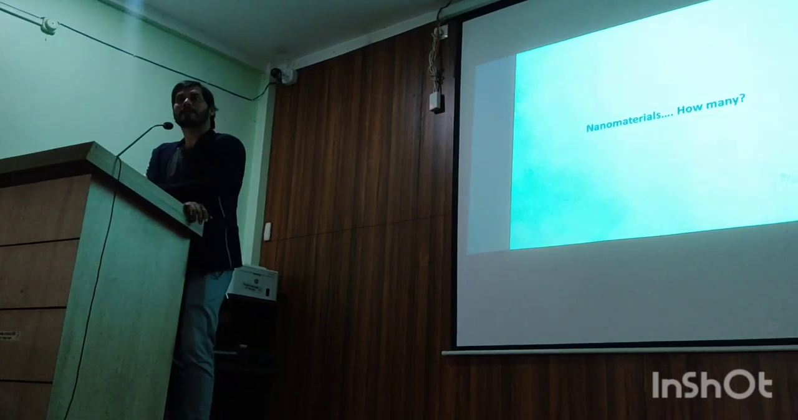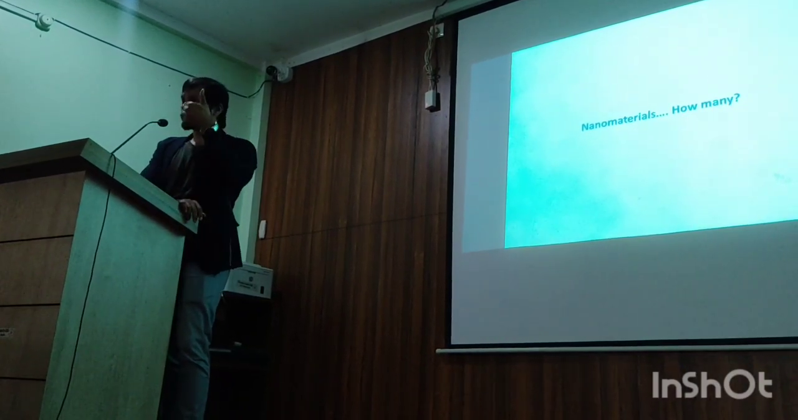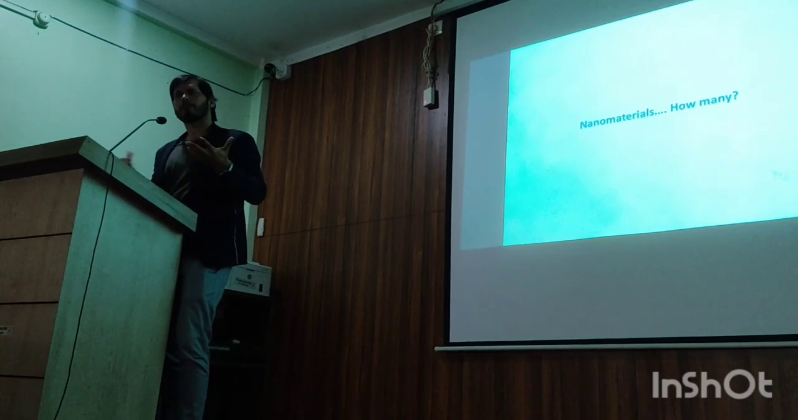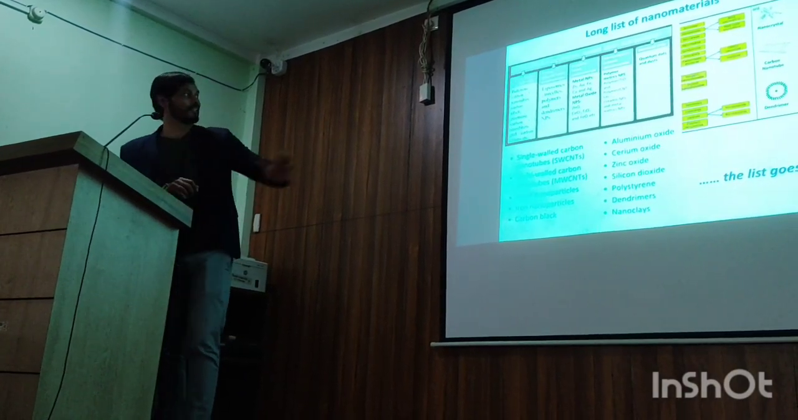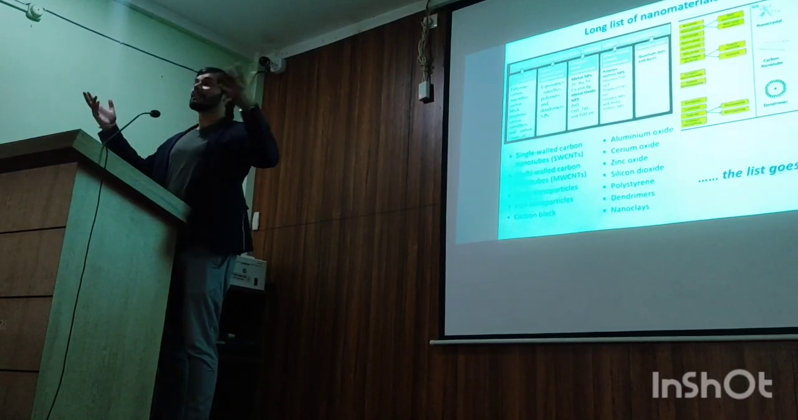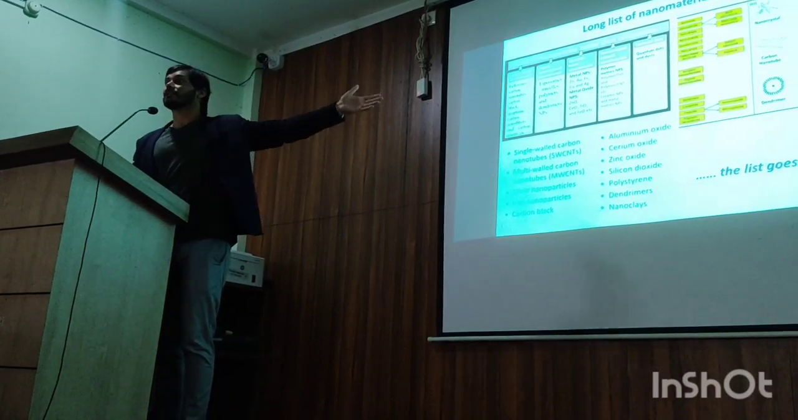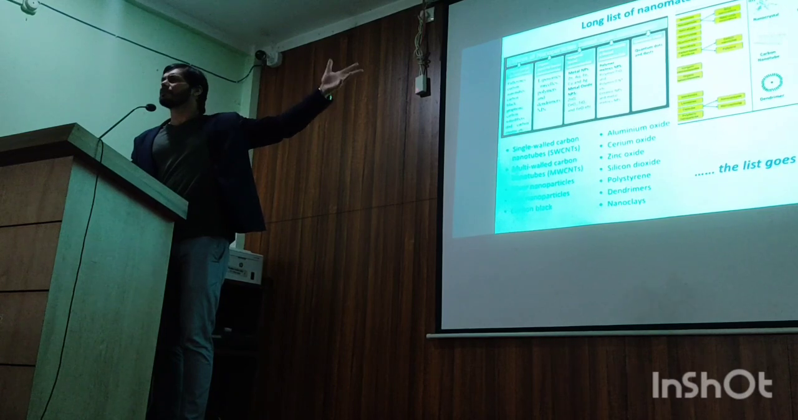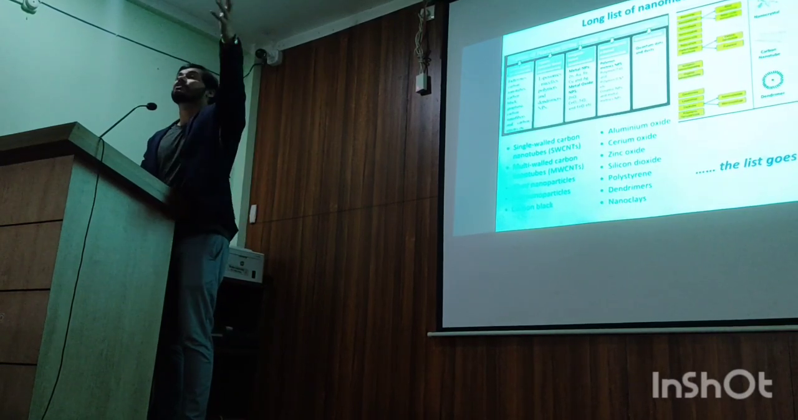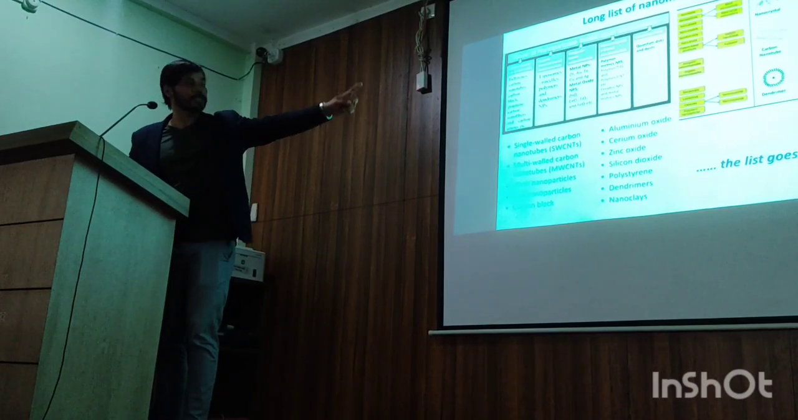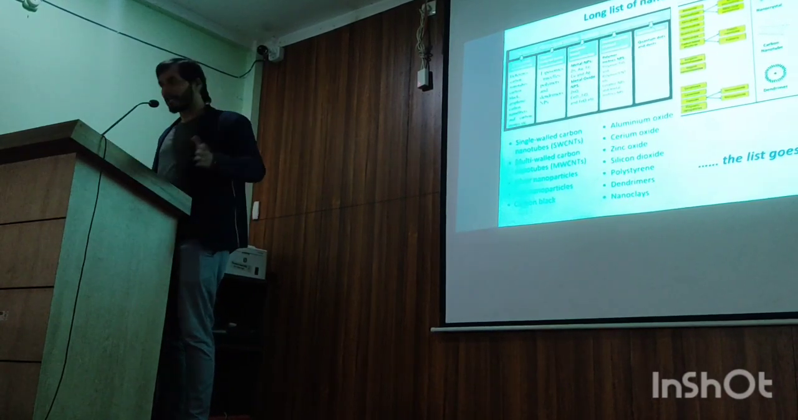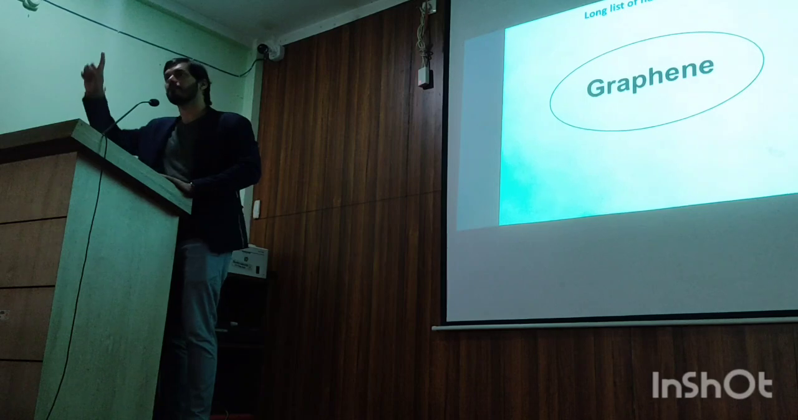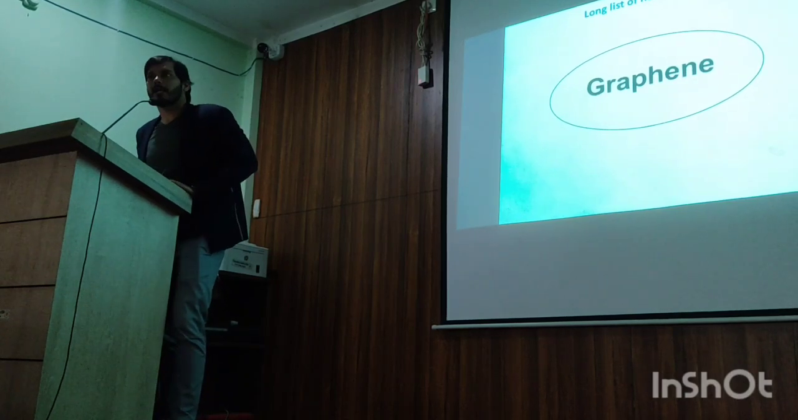Next question: how many nanomaterials are there? Basically the list is humongous. There are metals, all metals you can make into nanomaterials. There are oxides, there are carbons. In fact, all the materials you can make into nanomaterials. If you Google it, the list is humongous. So I will not be talking about many nanomaterials. Today I will be talking about one nanomaterial, which is known as graphene.